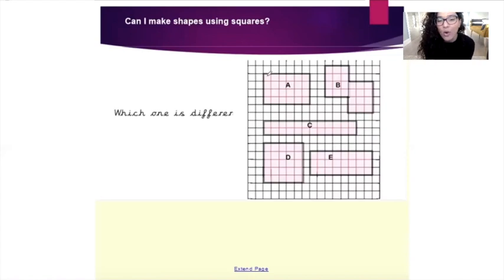Let's count the squares. 1, 2, 3, 4, 5, 6, 7, 8, 9, 10, 11, 12, 13, 14, 15, 16, 17, 18, 19, 20, 21, 22, 23, and 24. So the area of shape A is 24. What about B? Have a little go at counting that.